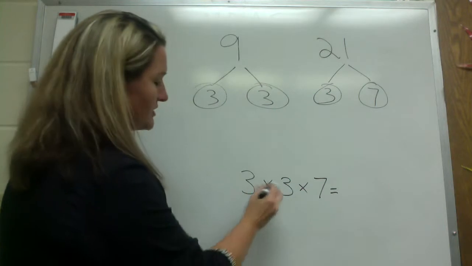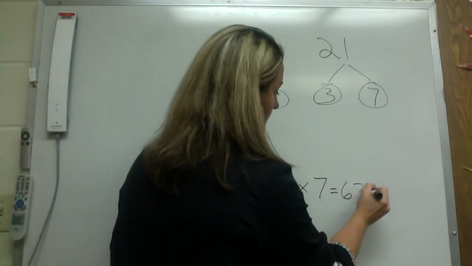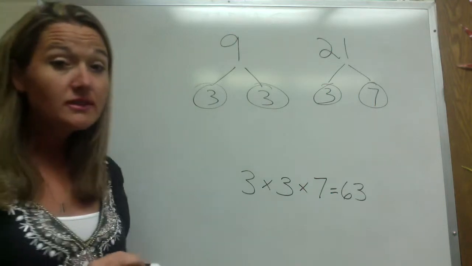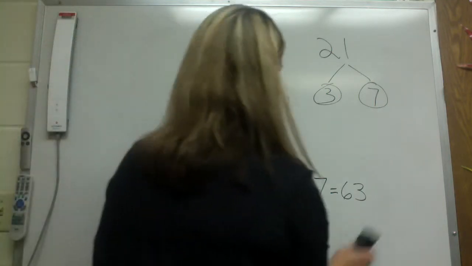So 3 times 3 is 9, 9 times 7 is 63. 63 is the least common multiple of 9 and 21. Okay, let's do another one.